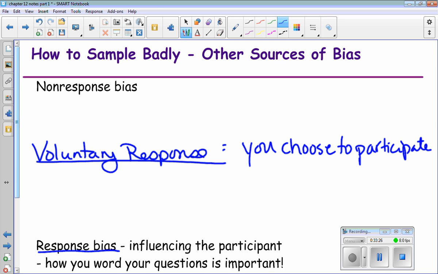Good. Question. Does that mean... It does. There's a difference between all three. So we're going to talk about this. Non-response bias is when an entire group doesn't respond to a survey. Not an individual, but an entire group. An entire group is not represented in the survey.